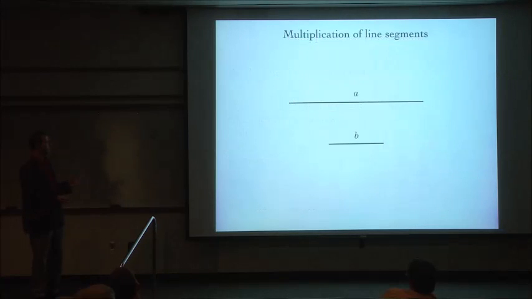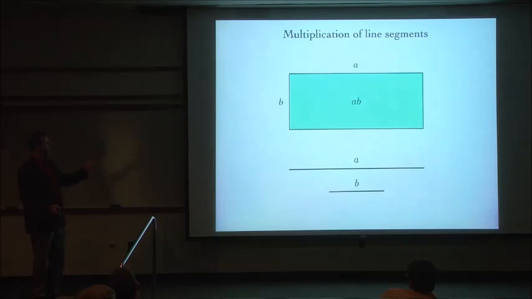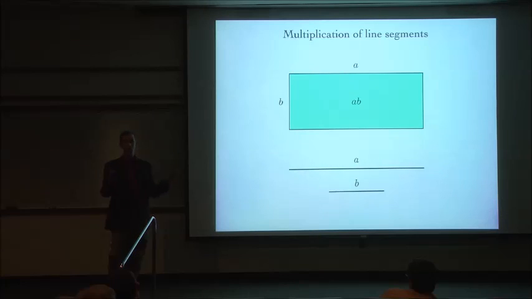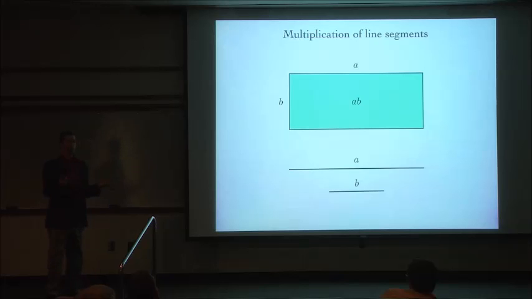So multiplying line segments, the way the Greeks would do it is say, okay, I want to multiply A and B. If I multiply A and B, I get an area, and the area is A times B. So you multiply these two lengths, and you get an area, right? Which seems like the way you would want to do it. But we are used to multiplying numbers and getting a number back, right? And so Descartes was the first person to really say you could do this. You could multiply two lengths and get a length.